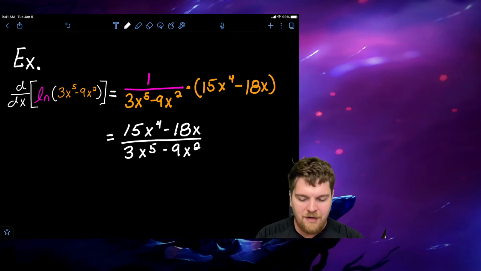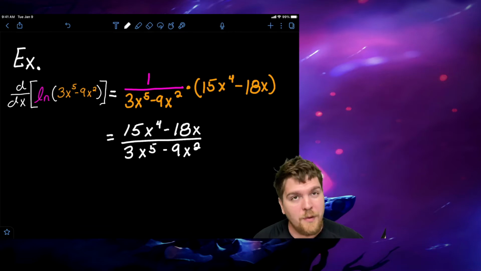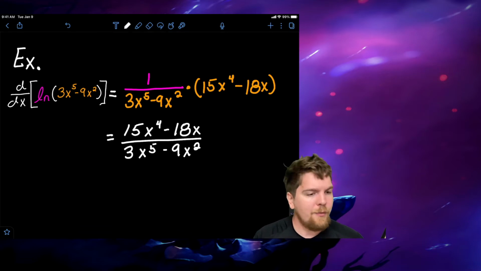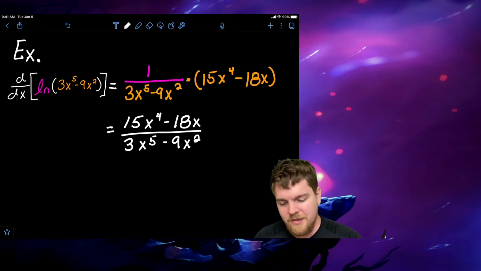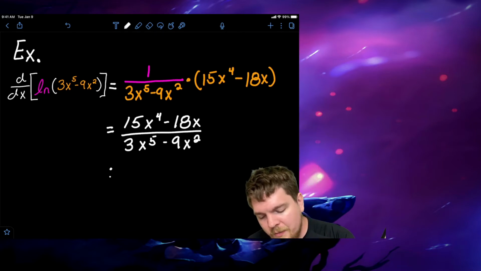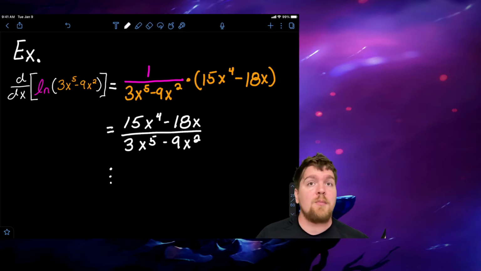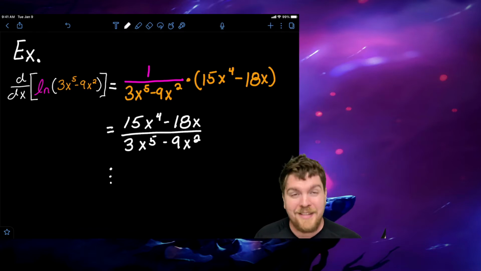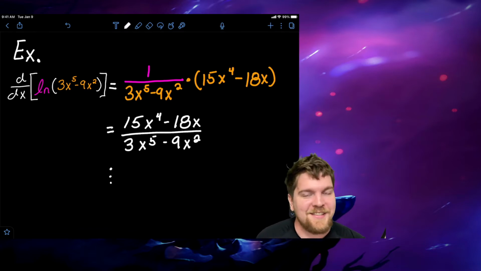I also see that we could factor out an x up in the numerator, and we could factor out an x squared in the denominator. So there is some cleaning up that we could do here, but as far as the calculus is concerned, we are finished with the calculus. So I'm just going to leave this problem here. If you would like to keep going with it, by all means, see if you can get it down to a very nice simplified form. I'm just going to leave it just like this.